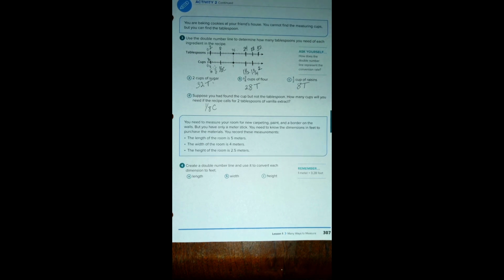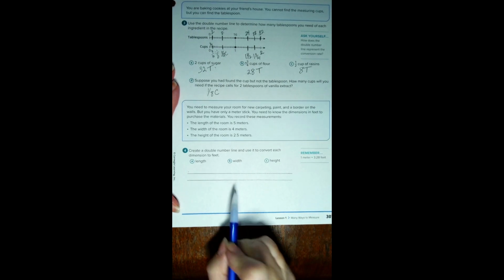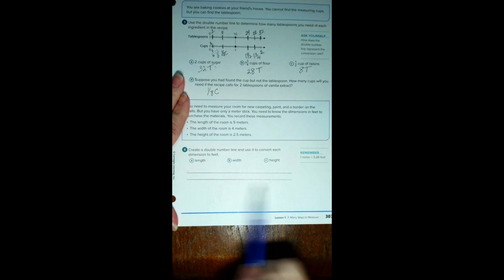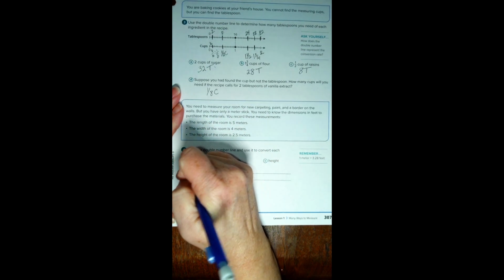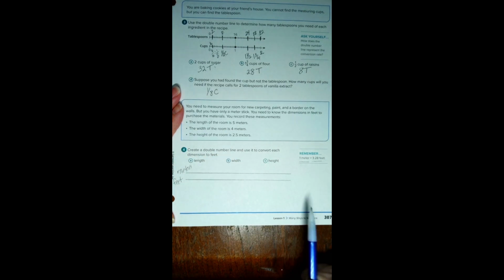Let's see if my ruler is readily handy. I'm going to pause. Okay, so we're going to start a double number line. I just drew 2 straight lines across. I'll probably try to give you a paper that has a double number line in class, or just have you use a straight edge and draw 2 straight lines here. So it says create a double number line and use it to convert each dimension to feet. So we're going to have meters and feet. And it says, remember, 1 meter is about 3.28 feet.